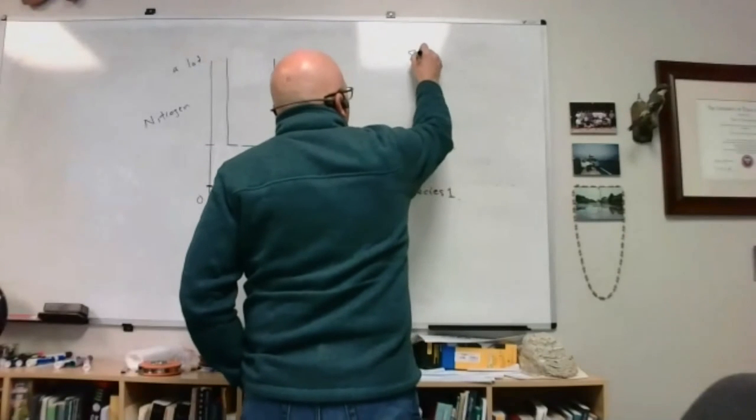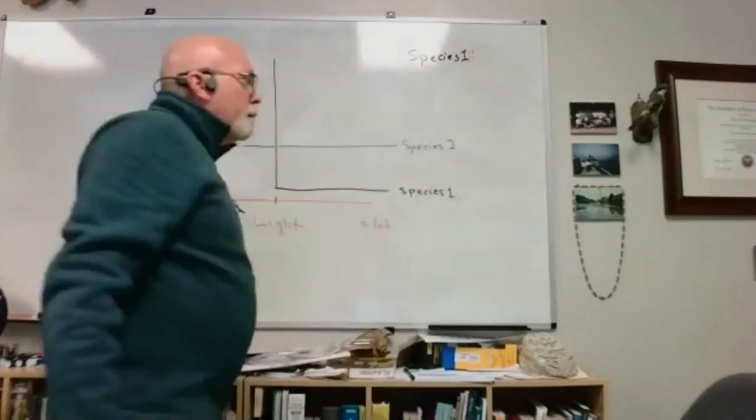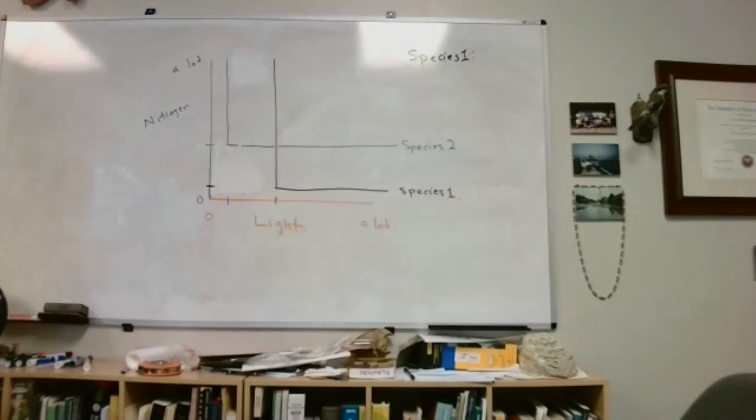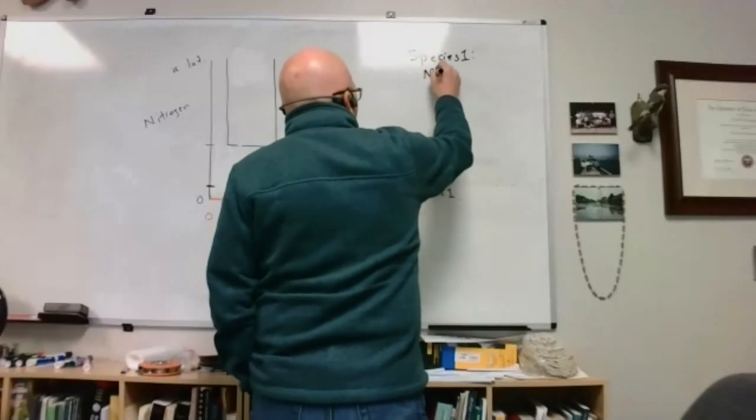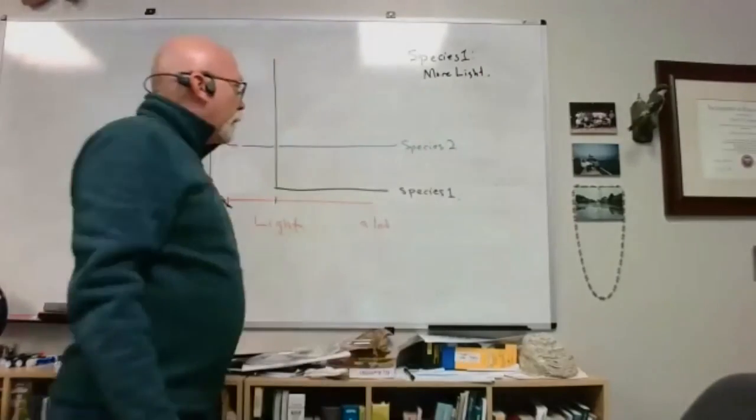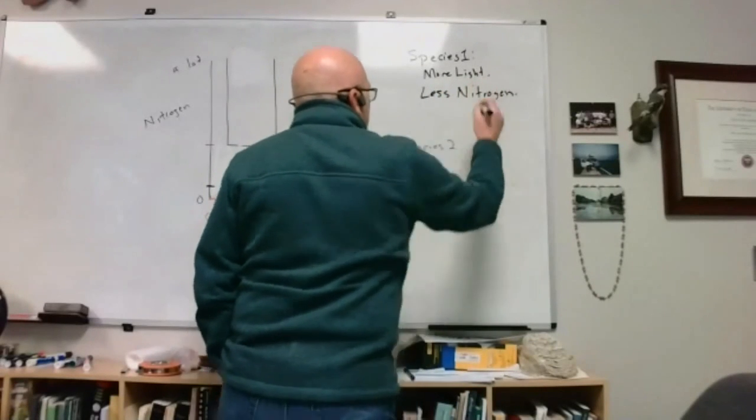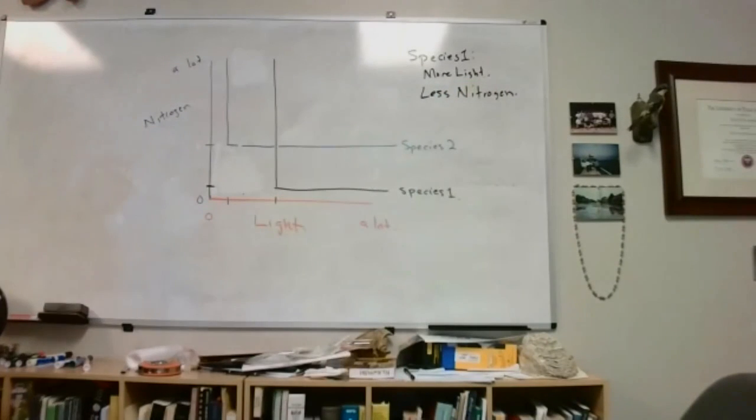species one, what does it need most of? Light. Species one needs more light. And so it needs less what? Nitrogen. Less nitrogen. And how do we, somebody else, how do we know that that's true in this situation?